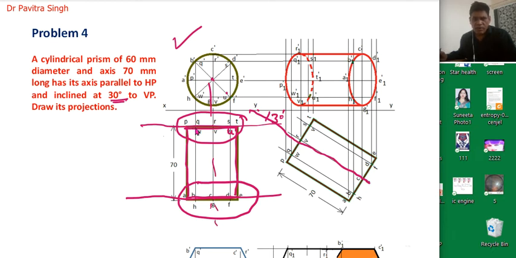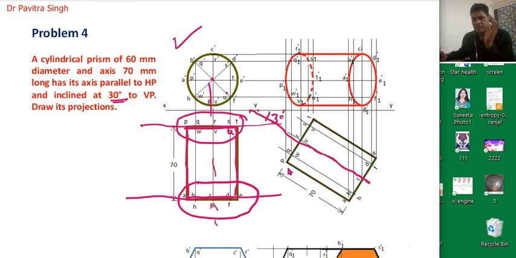Now we will mark all these points here on this line and these points on this line, and this is equal to 70. So we have reconstructed this figure here which is inclined 30° with the vertical plane. Now we will draw the vertical projection.